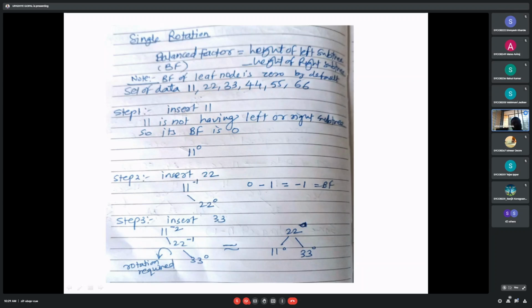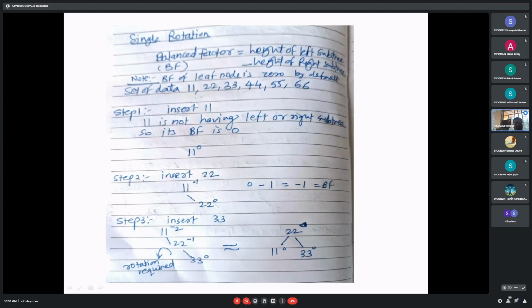One more important thing you need to note is that the balance factor of a leaf node is always equal to 0 by default. So try to get two important concepts. First, what is the balance factor? It is nothing but the height of the left subtree minus the height of the right subtree of the given node. And the balance factor of a leaf node is always equal to 0, in other words, 0 by default.